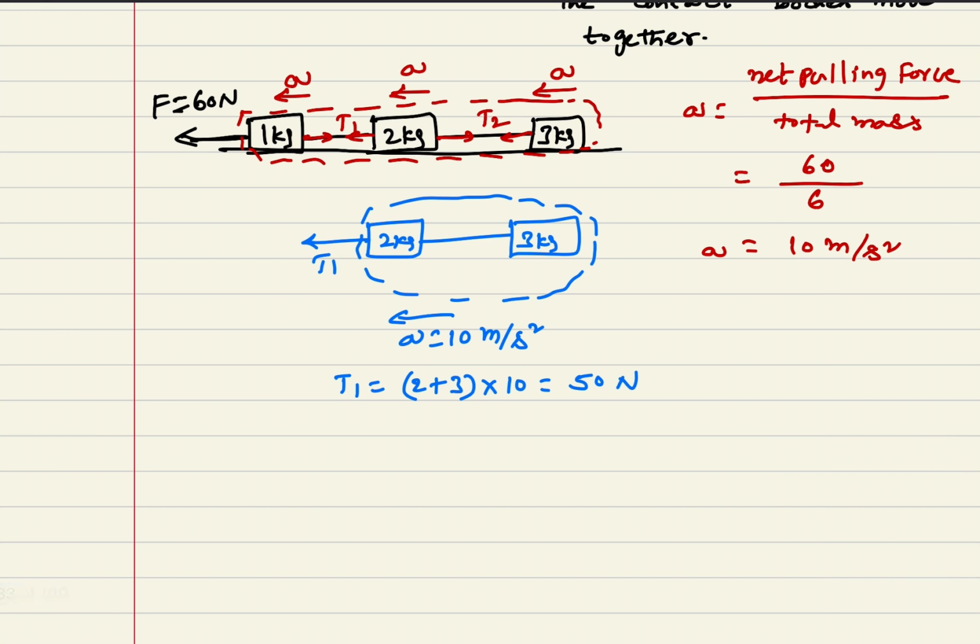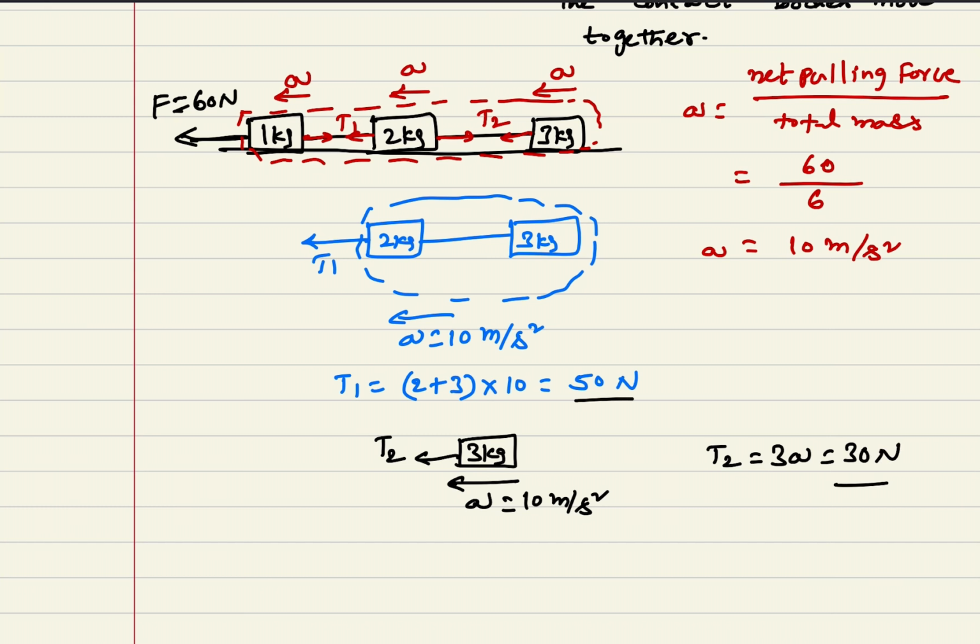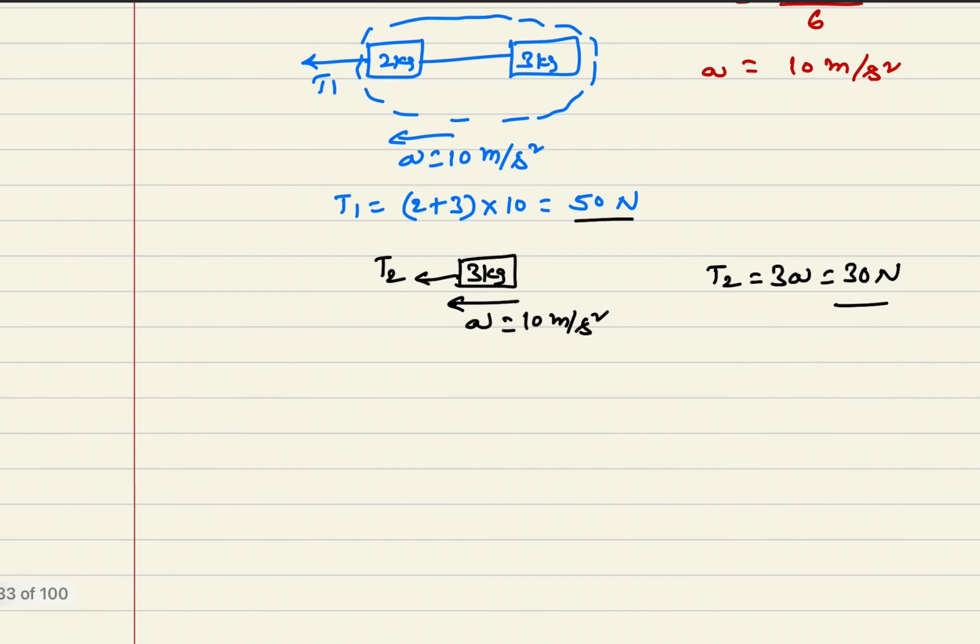Similarly, if I take only the T2 value, T2 means whatever tension is in the string between the 2 kg and 3 kg bodies. That T2 is pulling only the 3 kg body. So what is the acceleration here? 10 meter per second square. From this I can get the T2 value equal to 3 into a, that is 30 Newtons. We can observe that T1 and T2 values can be calculated like this.